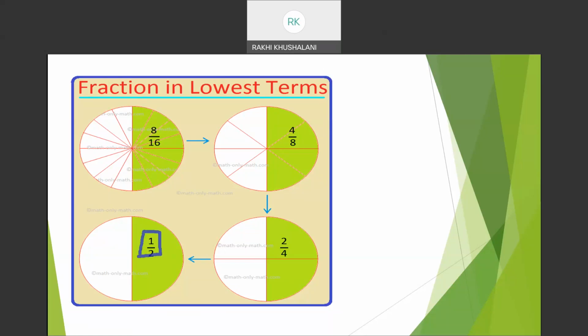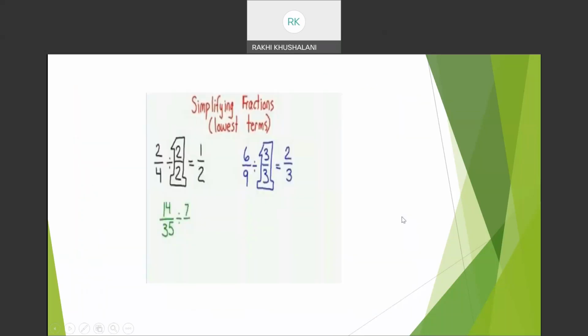This one is the reduced form, but does that mean it has lost its value? No. Whether you write it as half, 2 by 4, 4 by 8, or 8 by 16, you still mean the same half. But you're writing it in a reduced form. Now here, 2 by 4 divided by 2, I get half. 6 by 9 divided by 3, I get 2 by 3. 14 by 35 divided by 7 is called 2 by 5.